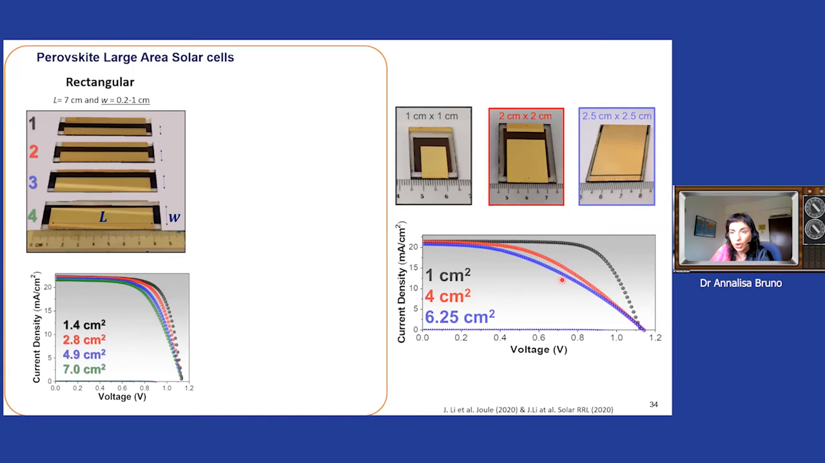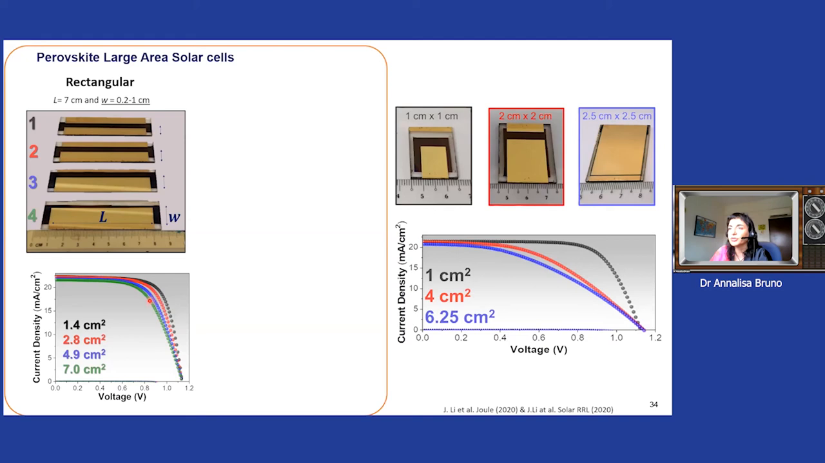So what did we think of doing? Instead of having a square device, we have a rectangular device. So in the first trial, we fixed the length, and we changed the width of the device. So you can already see that in rectangular shape, even with a similar area, the losses on the fill factor are much reduced.